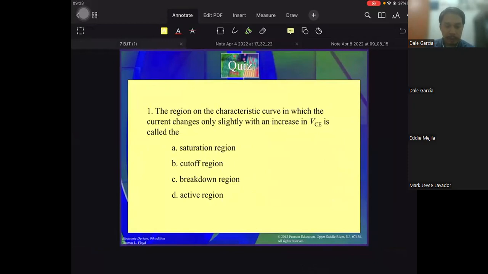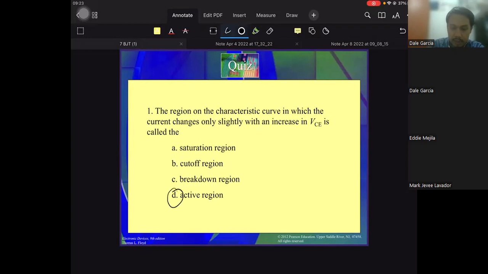Example number 1. The region on the characteristic curve in which the current changes only slightly with an increase in VCE is called what region? The current changes only slightly with an increase in VCE. If the voltage at the collector emitter increases, the collector current changes only slightly. This is the active region, letter D.